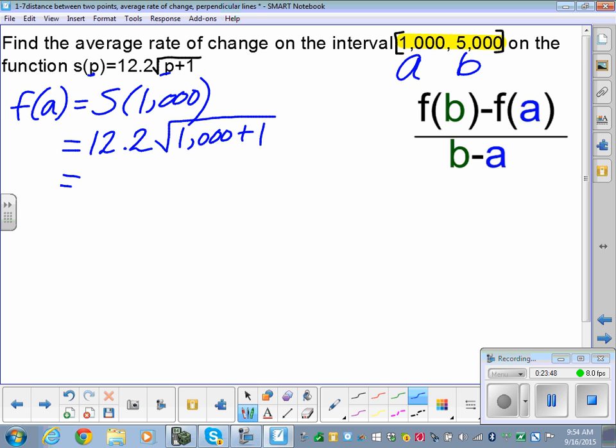So type it into your calculator. This time you can do decimals. 12.2 times the square root of 1,001. So what do you get? Okay, you got it right. You got 385. Okay, you got it right.